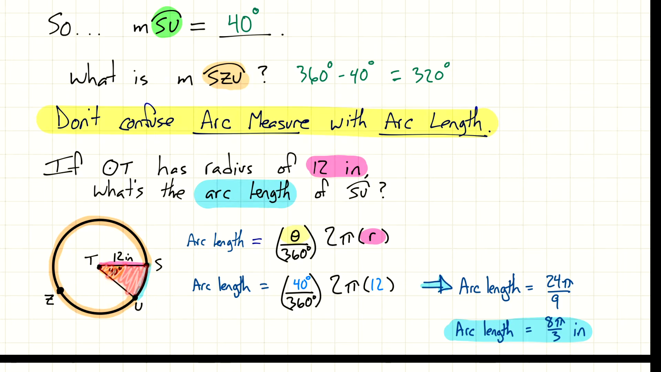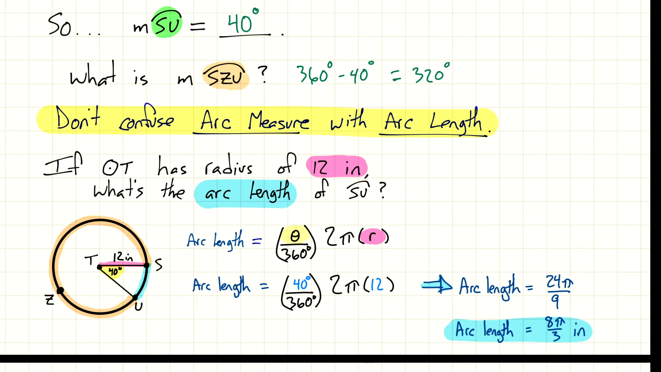so if I'm looking at a sector, in this case, this would be like the crust of the pizza I want to find. This is only 40 degrees. So therefore, I don't want all 360 degrees. I want only 40 out of the 360. All right, so this tells me basically what portion of the circle that I have.